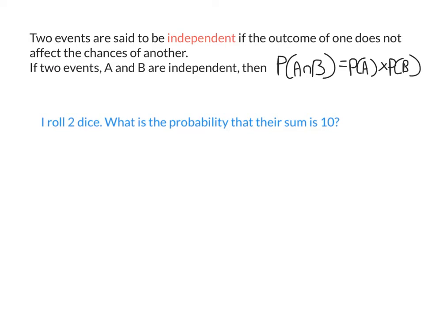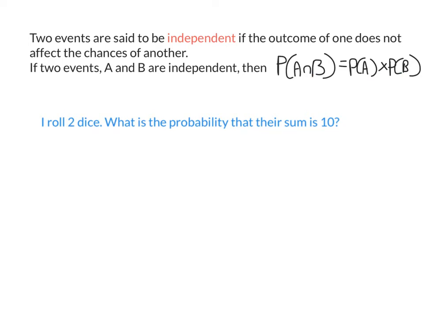Mutually exclusive is when 2 events can't both happen at the same time. Independent, they can both happen at the same time. One of them, though, does not affect the chances of the other. So if two events are independent, the probability they both happen is just the product of the probabilities.